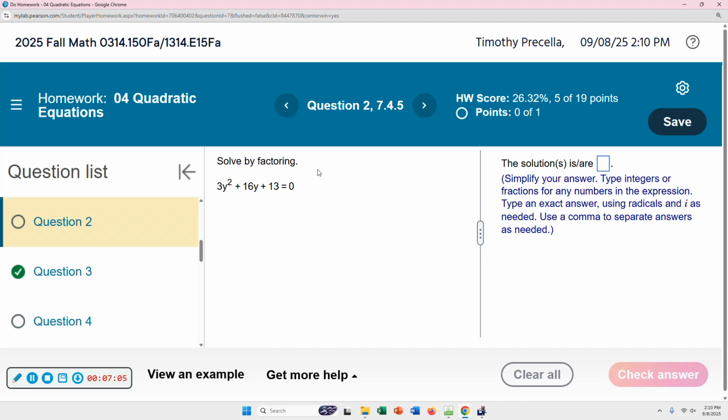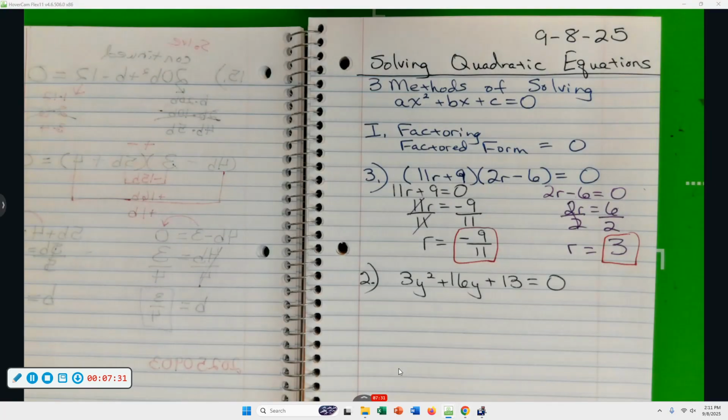I'll never remember. 3y squared plus 16y plus 13 is equal to 0. And the instructions say to solve by factoring. Let me make sure I didn't miscopy the question. No, that looks right. Come back over here.